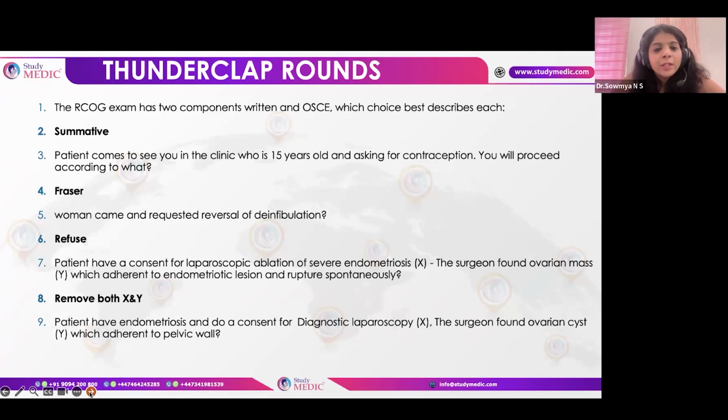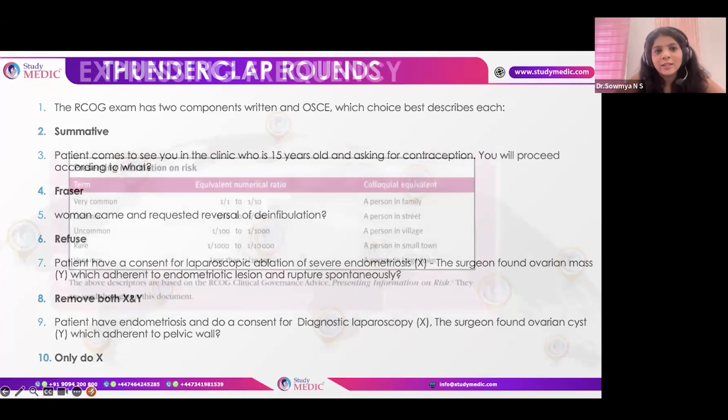Patient with endometriosis and a consent for diagnostic laparoscopy. Surgeon found an ovarian cyst, which is adherent to the pelvic wall. Both are for endometriosis, one diagnostic, one therapeutic. So obviously, you will only be doing a diagnostic laparoscopy. You won't do anything with the ovarian cyst because you have not taken the consent.